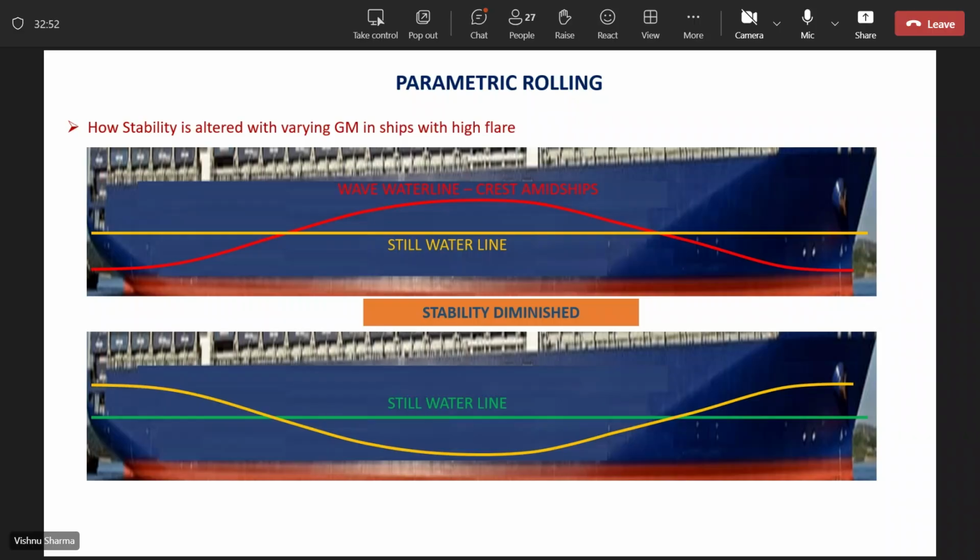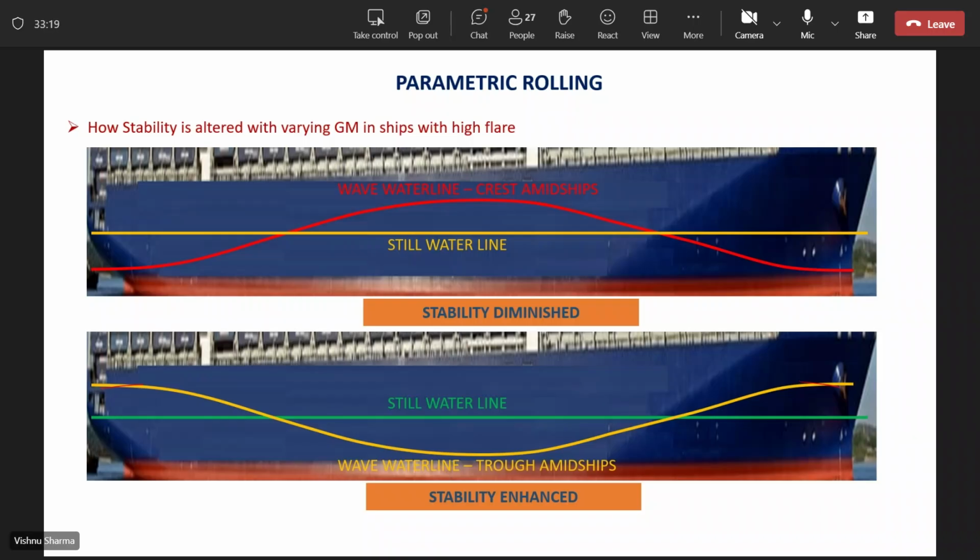Now, what will happen, guys? The water plane area at the ends will increase. Water plane area in the midship region does not change much. And I'm sure you'll agree, if in the upper diagram the stability is diminished, then in the lower diagram the stability will be enhanced. Yes or no? Correct? Correct, Beta? Yes.